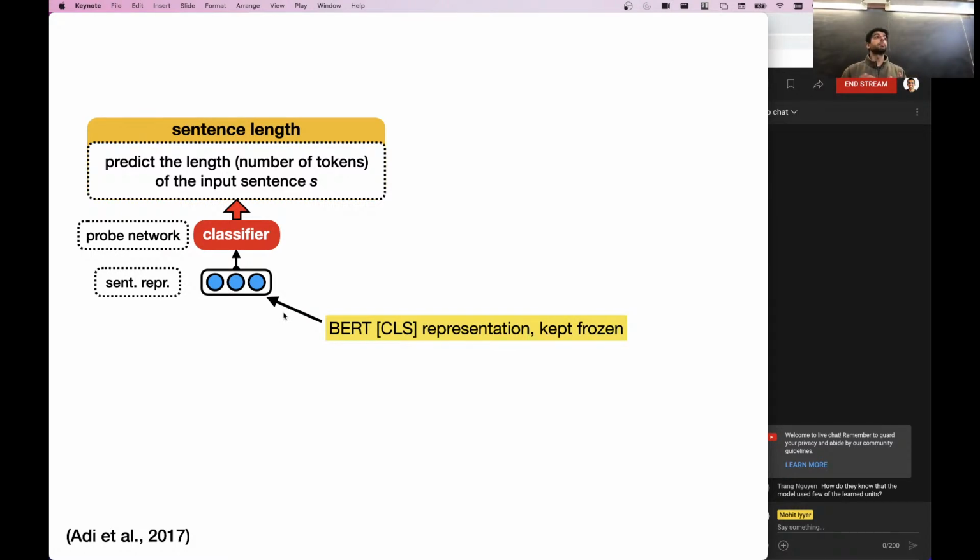So an important property of the probe network, which differs from what we saw in BERT when we were applying it to downstream tasks, is that it is critical to keep this sentence representation frozen, which means we do not apply backpropagation into the underlying BERT model. So why is this? Let's say our goal is to understand whether or not BERT encodes sentence length. Why might we not want to backprop into the actual BERT model that's responsible for creating this representation?